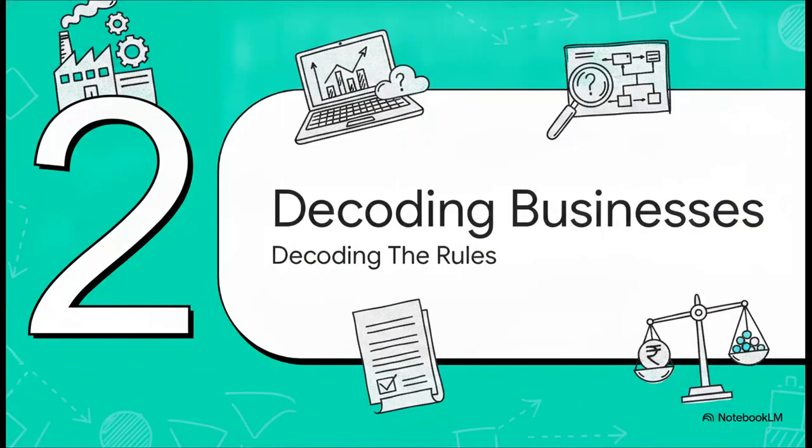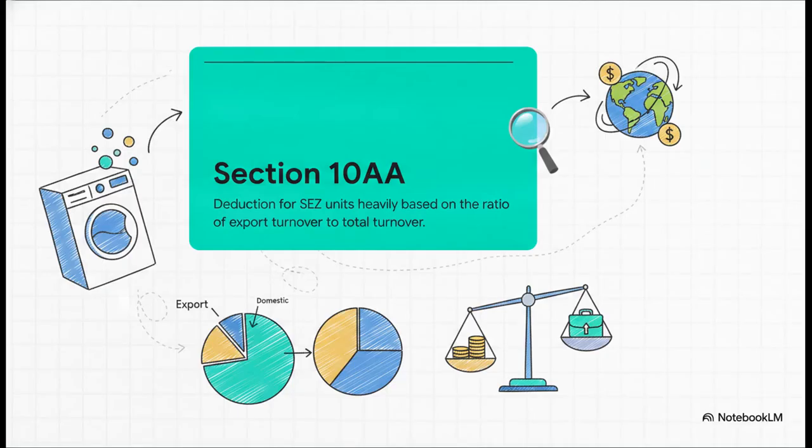Which brings us to part 2, decoding those two businesses. Because Ishan operates in completely different sectors, he triggers totally different rules and incentives under the Income Tax Act. Let's start with those washing machines. The case tells us straight up that his SEZ unit checks all the boxes for Section 10AA. And why do we care about that? Well, because Section 10AA is a massive tax deduction designed specifically to incentivize exports. But here's the catch. It's not just a flat deduction. The actual benefit you get relies heavily on the ratio of your export turnover compared to your total turnover. And that is exactly why they give us the specific export and domestic sales numbers for this unit.